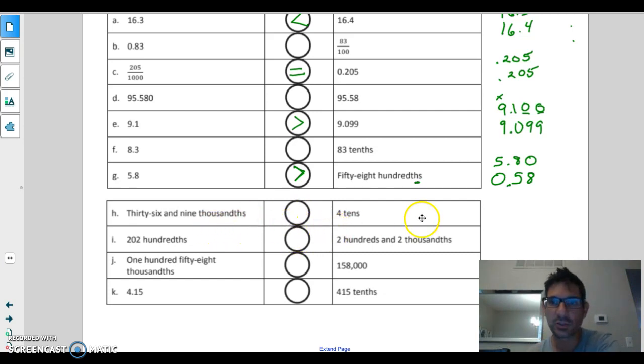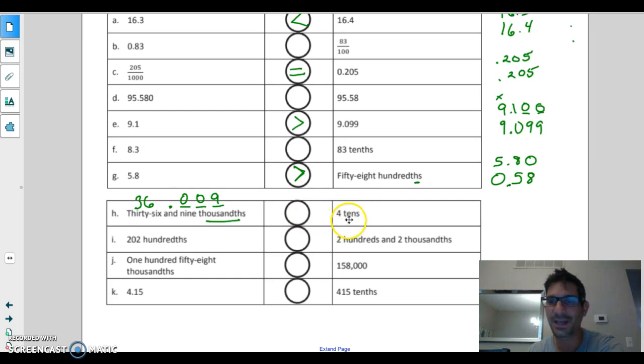Let's look at H. H says 36 and. Now remember, "and" means decimal point. So I could write this over here. I could write 36 and 9 thousandths. The fact that this is thousandths tells me there's 3 places after the decimal point. And it's a 9 in there. So that means that's got to be a 0 and a 0. Be careful on this one.